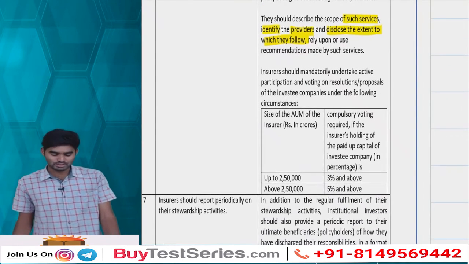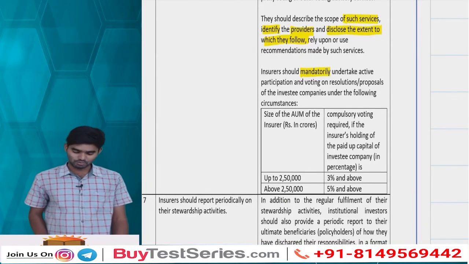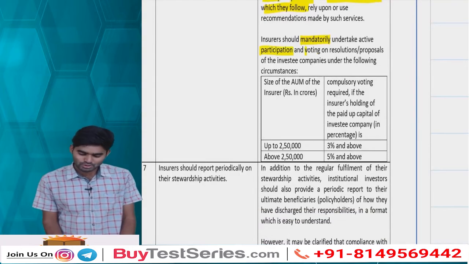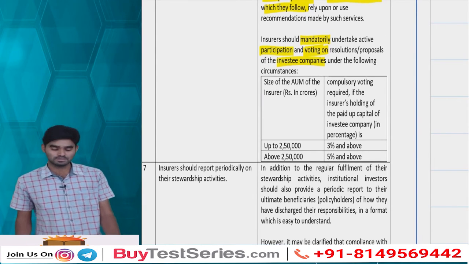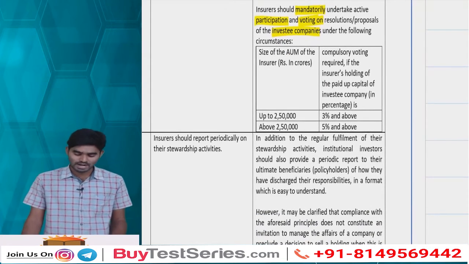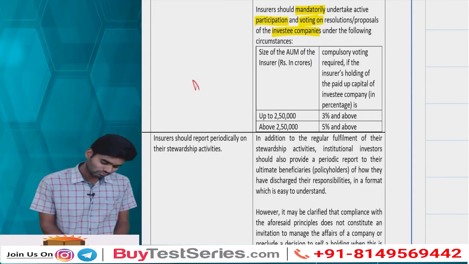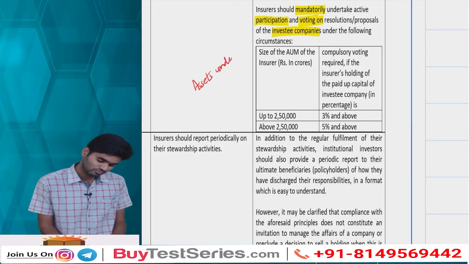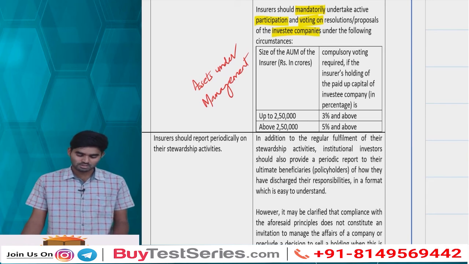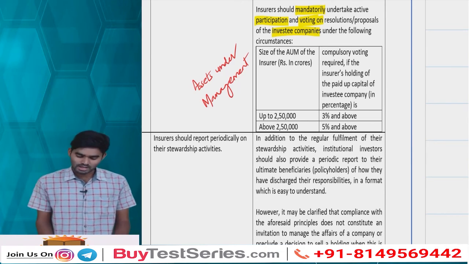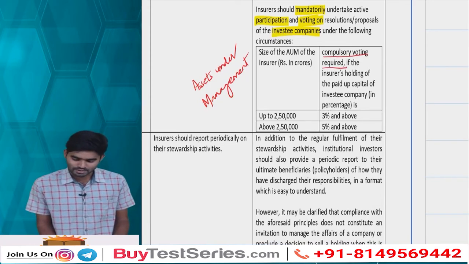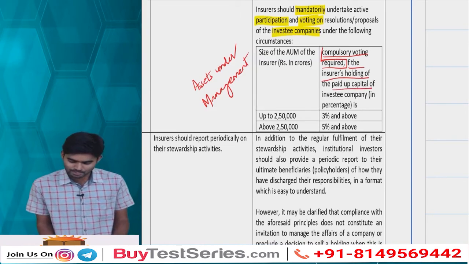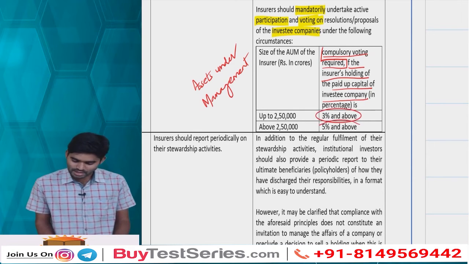Then insurers should mandatorily, very important provision, undertake active participation and also voting on resolutions or proposals of the investee companies under the following circumstances. Size of the AUM. AUM means assets under management. Assets under management of the insurer in crores. And read the lines here. Compulsory voting required when the insurer's holding of the paid up capital of the investee company is 3% and above and 5% and above.